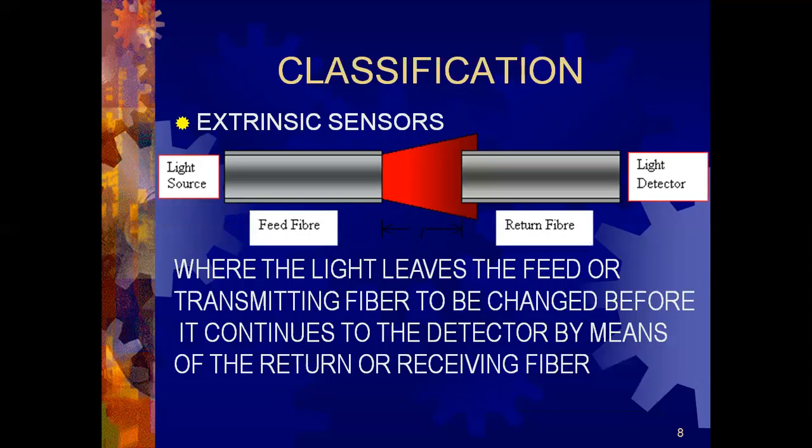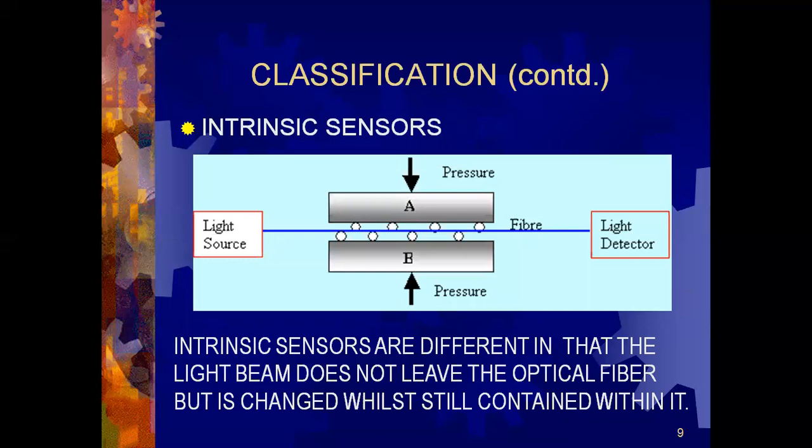Now, what about the classification of sensors? Here we classify them as extrinsic as well as intrinsic. In an extrinsic sensor, the light leaves the transmitting fiber to be changed before it continues to the detector by means of the return or receiver fiber. So this is the diagrammatic representation. Now, what about the intrinsic sensor? Intrinsic sensors are different in that the light beam does not leave the optical fiber, but is changed while it is still contained within it.